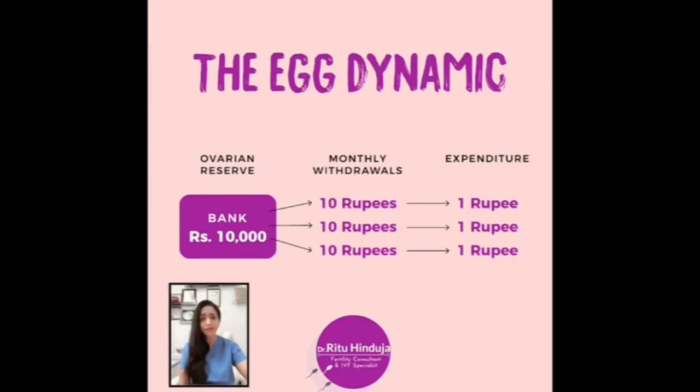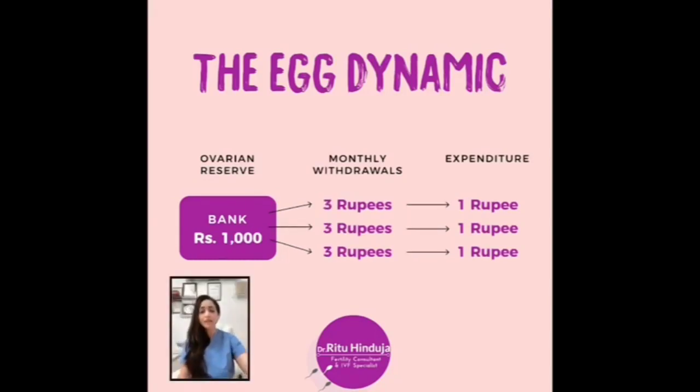Now you have to understand that what is in your bank is not visible to anyone. So what reserve is in your ovary is not visible on the ultrasound. But what withdrawals you make is visible to everyone. The same way, the withdrawals that you make are visible on the ultrasound when we do it on the second day of your menstrual cycle. Now, your ovarian reserve can be tested by a blood test, which is known as the AMH test, which gives us an idea about what your ovarian reserve is, or what is in your bank. And that is how we can guide you further regarding your ovarian reserve and what you can do about it.